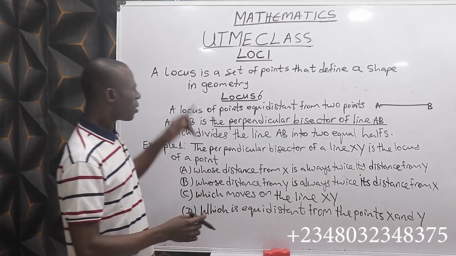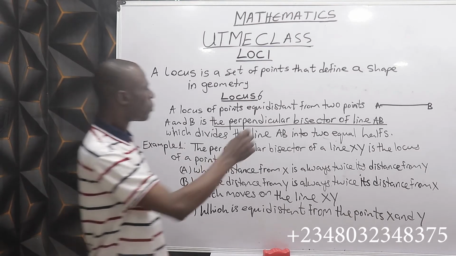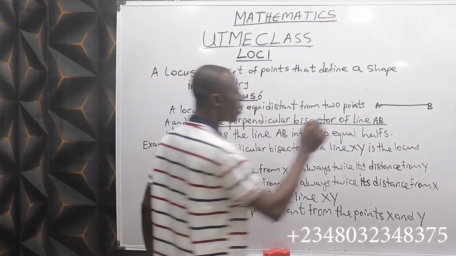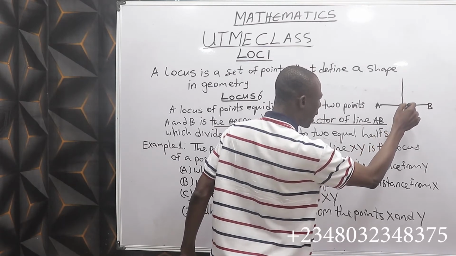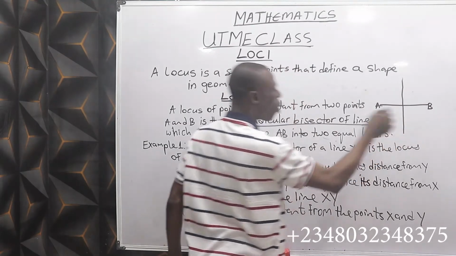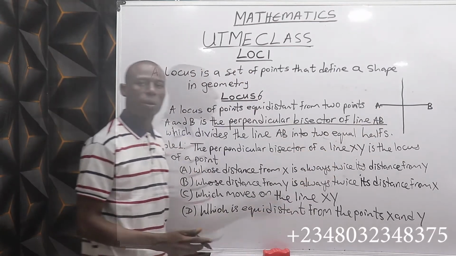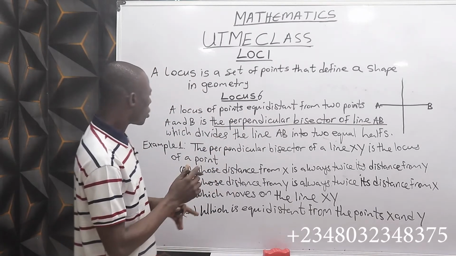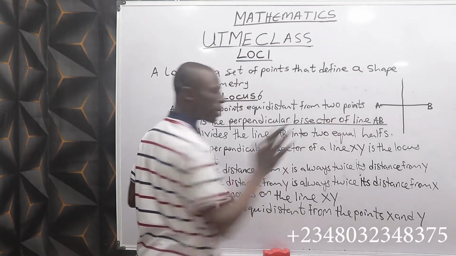The locus of points equidistant from points A and B is the line that divides the line AB into two equal halves, like this. This dividing line is what we refer to as the perpendicular bisector of line AB. That line is called perpendicular bisector. It's also called locus of points equidistant from 2 points A and B.